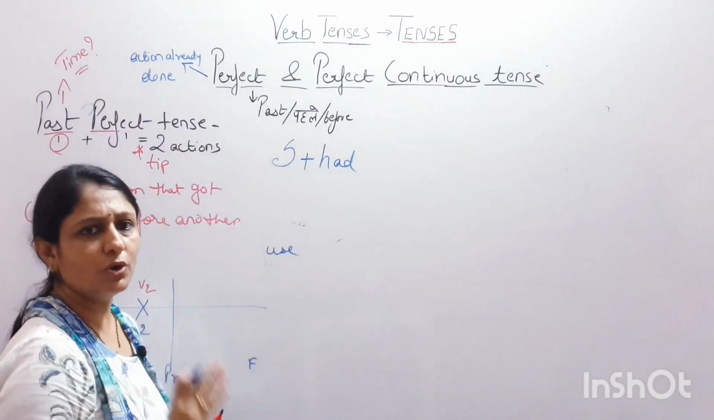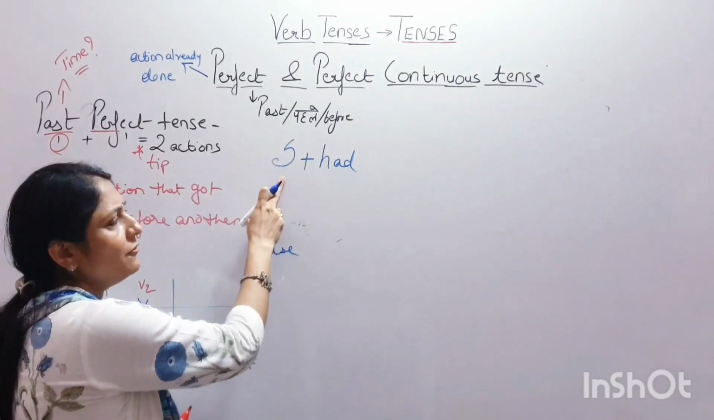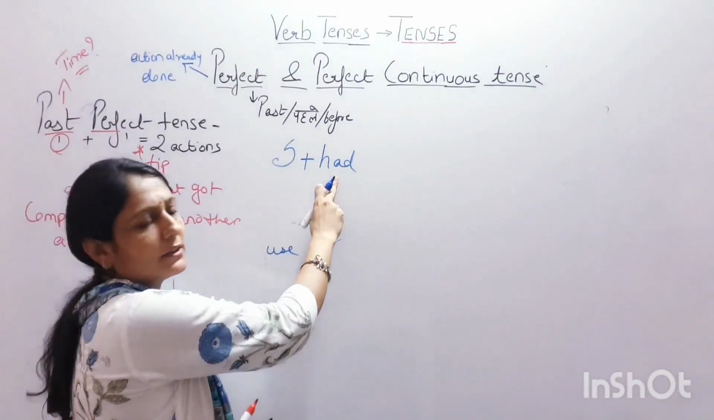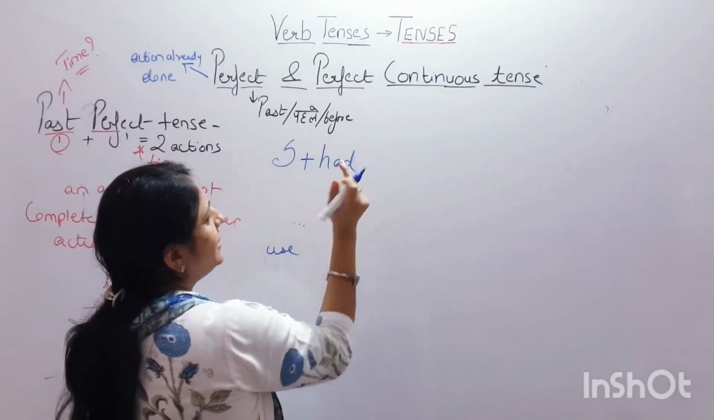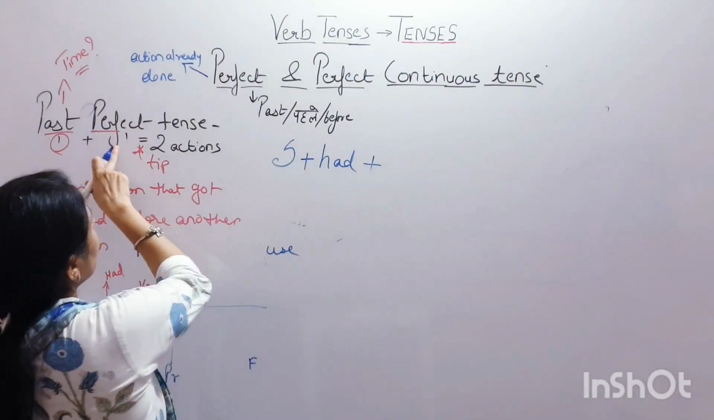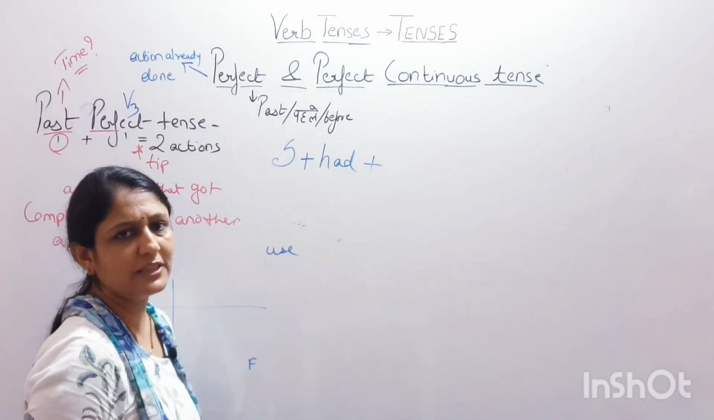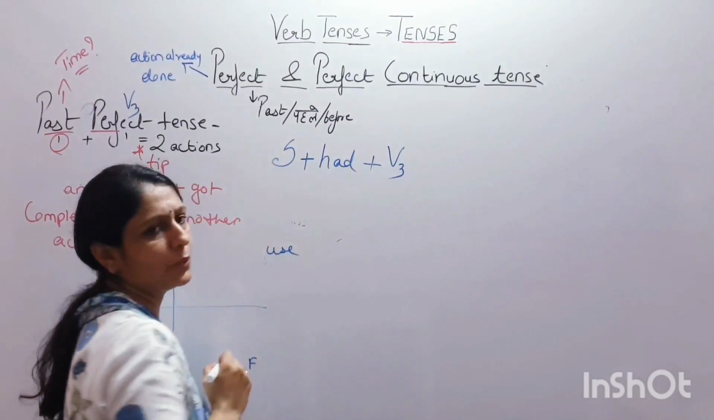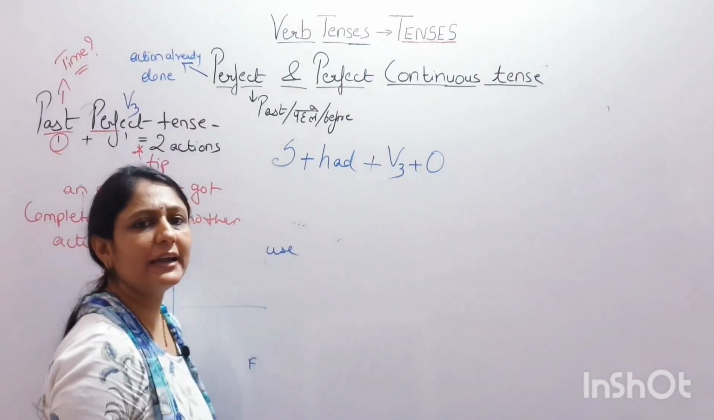Here there is no option for singular subject or plural. Even if your subject is singular or plural, both of them take the helping verb had with it. Subject plus had plus. Now, what did I tell you? All the perfect tenses take which verb form? They always take the verb form V3. Subject plus had plus V3 plus object. Normally the formula ends here.